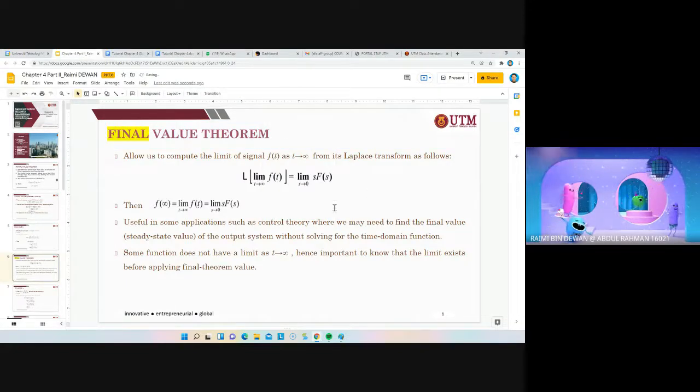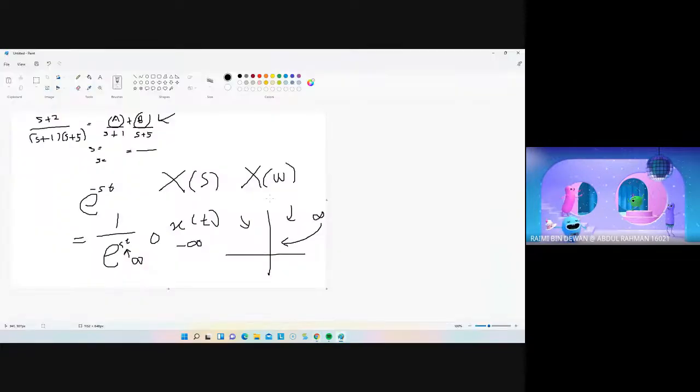Okay, so it allows us to compute the limit of the signal f(t) as t approaches infinity from its Laplace transform, as follows. So now t approaches infinity. You see here, t approaches infinity, not t approaches 0, because it's the final value theorem. Just now was the initial value theorem. Initial value, now final value.